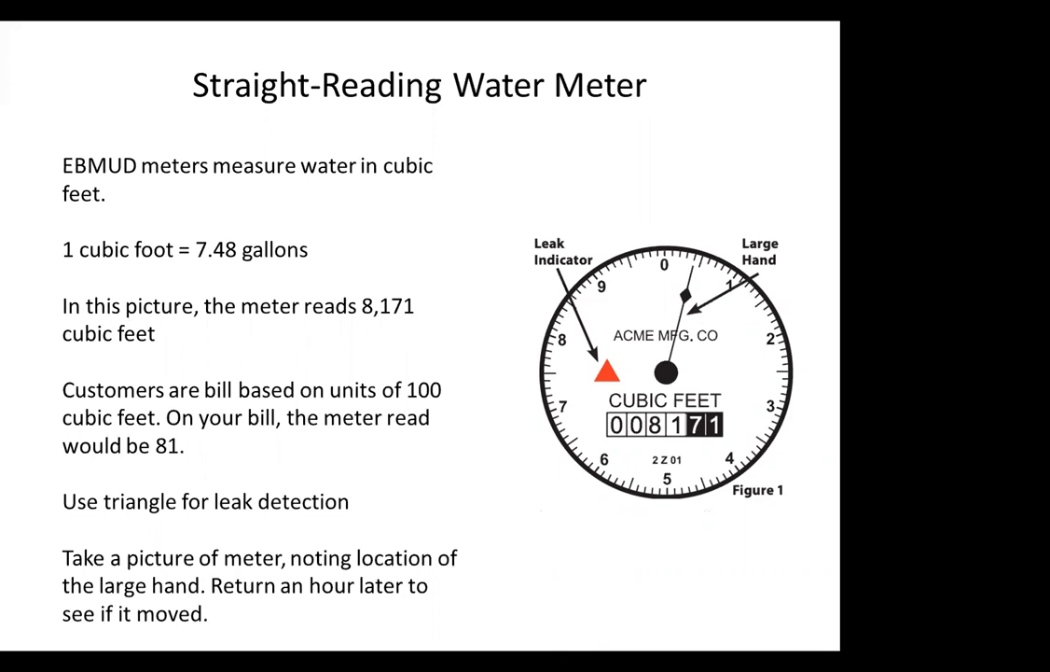For this meter, the read is 8,171 cubic feet. And customers are billed in units of 100 cubic feet, so on your water bill, the meter read recorded by the EBMUD meter reader would leave off the last 2 digits, and the read would be 81.